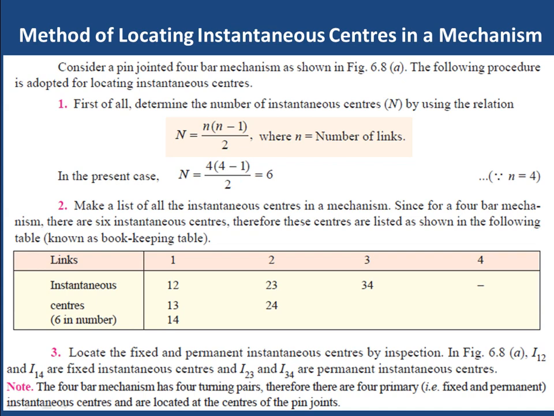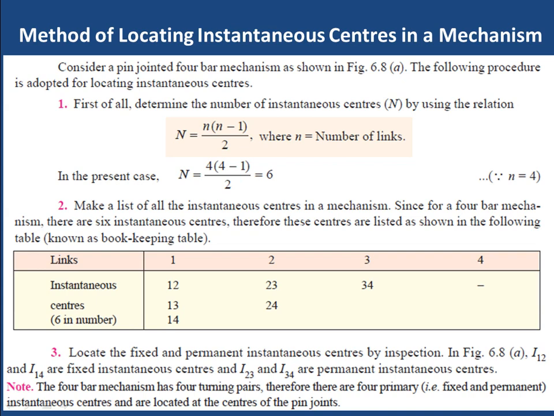So the number of instantaneous centers will be calculated by capital N. Capital N is equal to n into n minus 1 divided by 2. So for a 4 bar mechanism, 4 links will be there, so automatically you will be getting 6. And by the bookkeeping method, you have to draw this table.